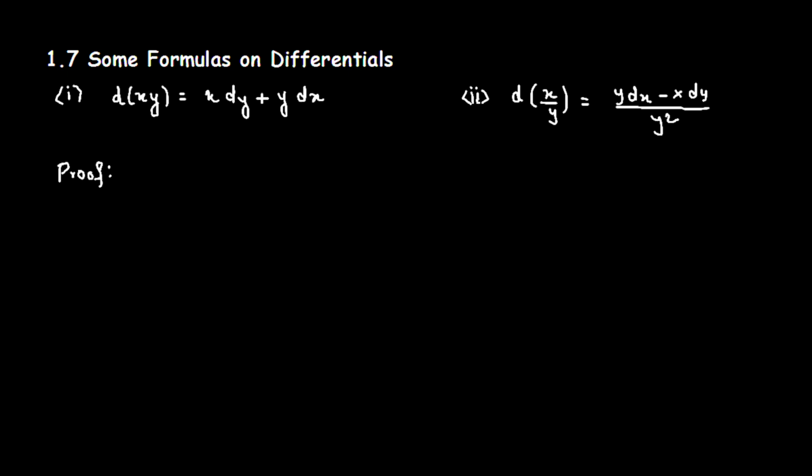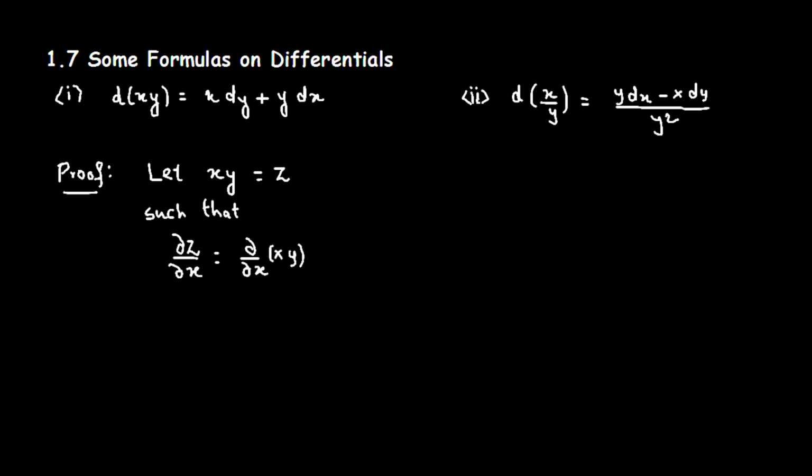Proof. Number 1. Let xy is equal to z such that the partial of z with respect to x is given by the partial of xy with respect to x, so that should give us y. Since y is a constant, we pull it out, and the differentiation of x with respect to x will be 1. Similarly, the partial of z with respect to y will be equal to x, such that now we use the definition, so we have the differential dz will be equal to the partial of z with respect to x times dx plus the partial of z with respect to y times dy.